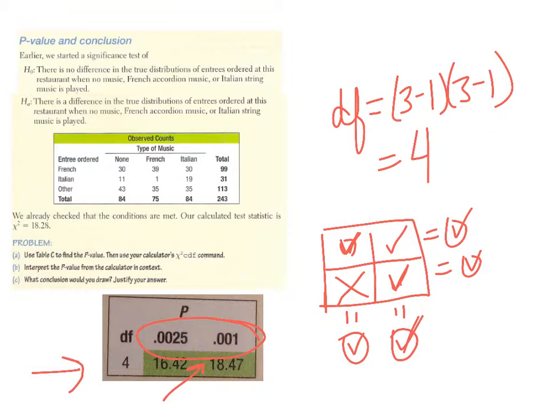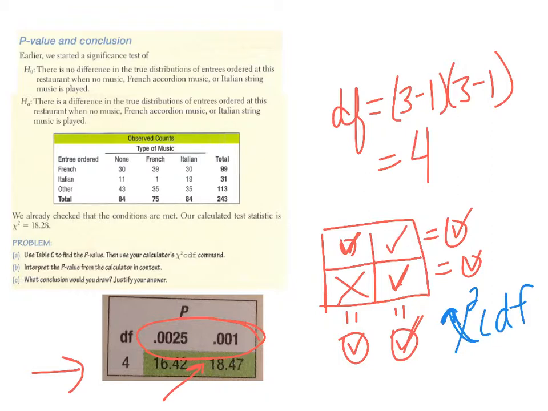If I'm doing this in my calculator, then I'm using my chi-square CDF, and I'll show you where that is. You'll find that under your distribution, second vars, where you find your normal CDF, your inverse norm, your inverse T. You'll go down to number 8, your chi-square CDF. In it, you're going to type in your lower value, which is 18.28, your upper value, which is going to be some big giant number, and then 4.